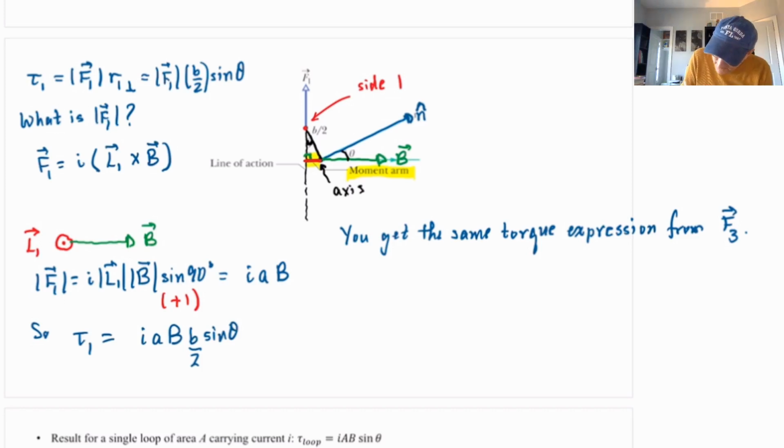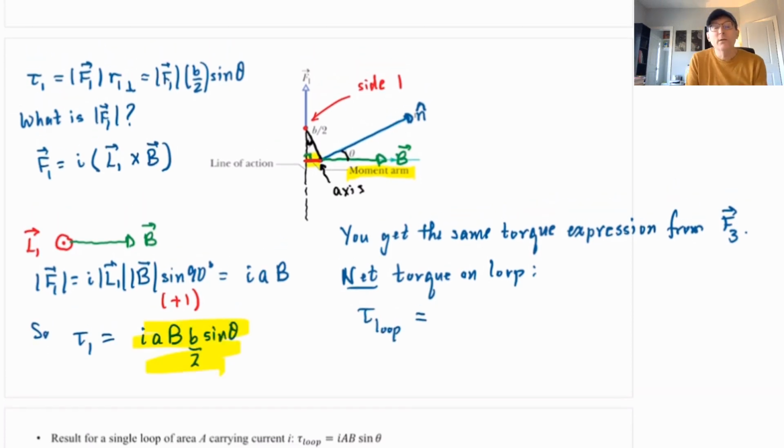So then what is the net? Of course, that's what we want, right? The net torque on the loop about the axis of rotation. I'll call it tau loop. Well, it's this result for the torque from side 1 multiplied by 2. From side 3, I get another contribution, same. So that becomes then little I, I'm going to write it like this, times little a times little b times capital B times sine theta.